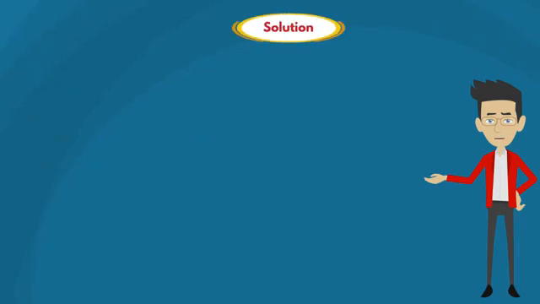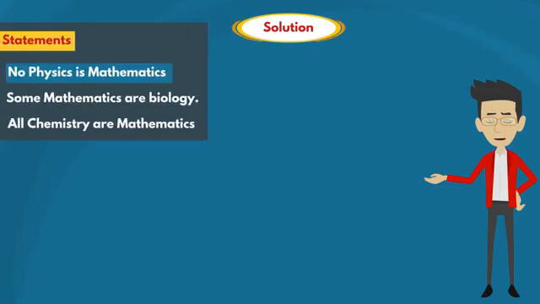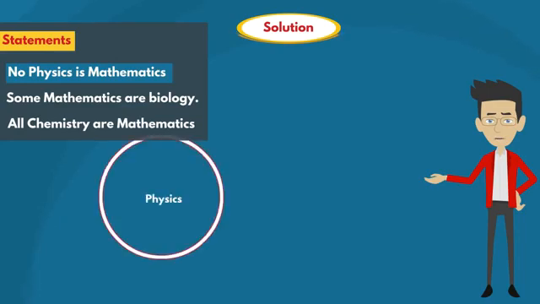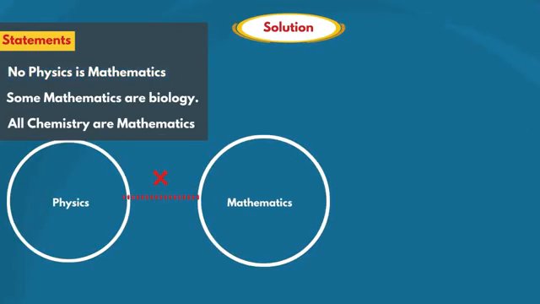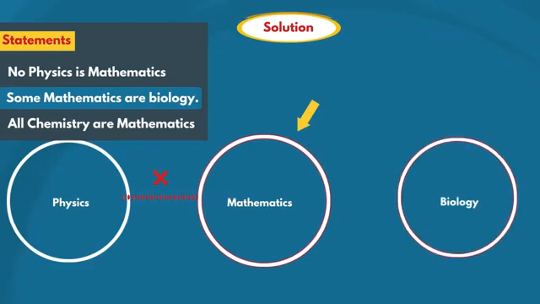Let's see the solution. First, draw the basic Venn diagram for the given statements. First statement. No physics is mathematics. Here, this circle represents physics and this circle represents mathematics. Here, no physics is mathematics. Next statement. Some mathematics are biology. Here, this circle represents mathematics and this circle represents biology. Here, some mathematics are biology.